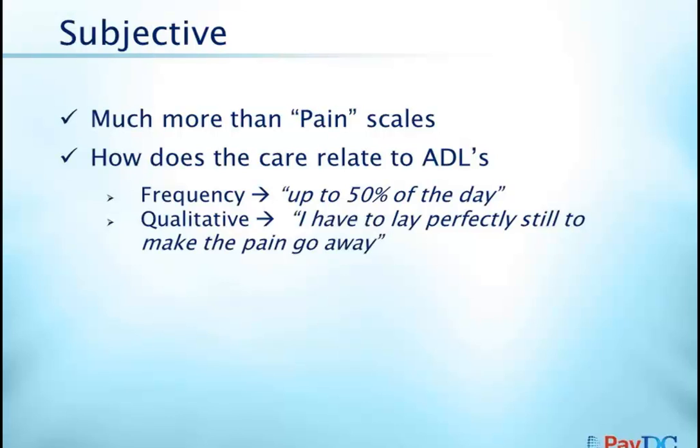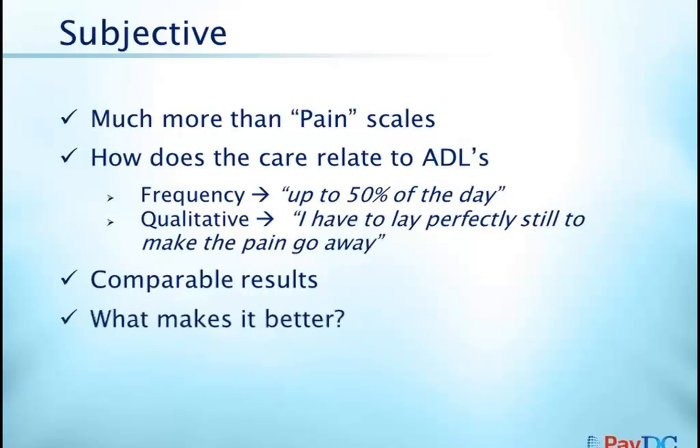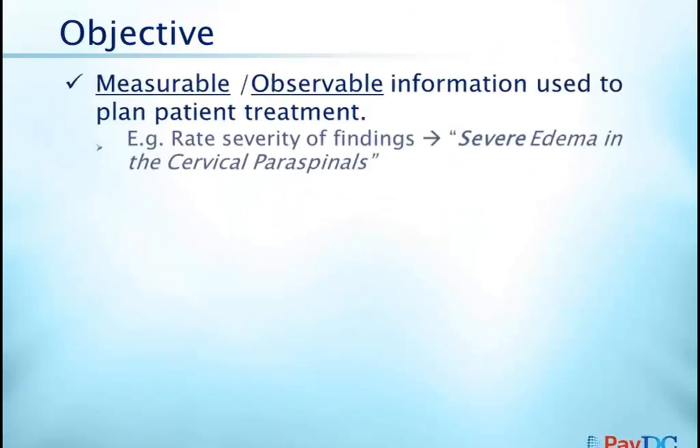Qualitative: I have to lay perfectly still to make the pain go away. What do they have to modify to make that pain go away? And these are all things that you can do. And just, again, draw comparisons. Comparable results, these are things that are going to really help you. What makes it better? What makes it worse? Keys to having good documentation. All right? So these are all things that I would include in my subjective notes.